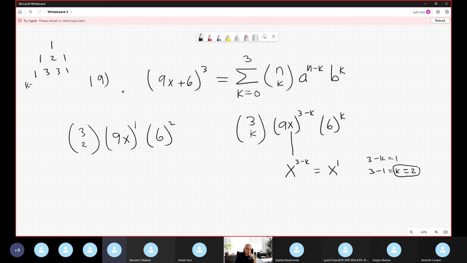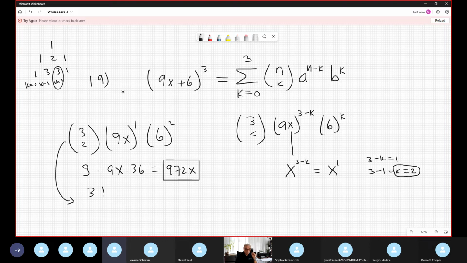This is K0, this is K1, this is K2. Wow, this is 3. This guy 3. After we complete with the formula. 3 multiplication by 9x, multiplication by 36. The answer is 972x. End the story. Let's compute this without Pascal.